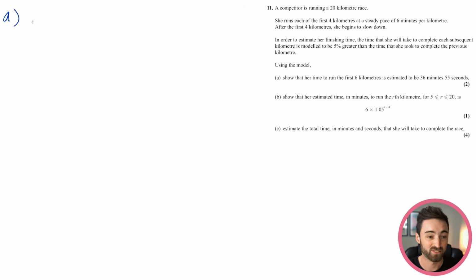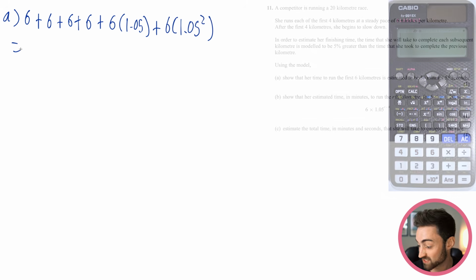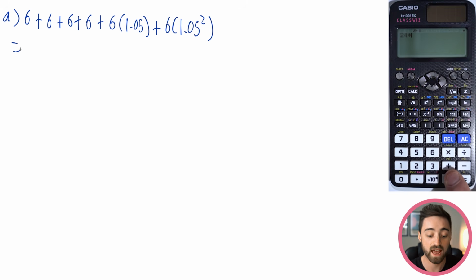Let's just write them out. First kilometre, 6 minutes. Second, 6 minutes. Third, 6 minutes. Fourth, 6 minutes. And then she's slowing down, so fifth, it's going to be 6 and then 5% greater than her last one. Her last one was 6. How do I add 5% to it? Times it by 1.05. Then her sixth one is 5% greater than that, so I times this by another 1.05, which is the same as 1.05 squared. Stick it in your calculator. Those first four 6s get me 24, add 6 times 1.05, add 6 times 1.05 squared.